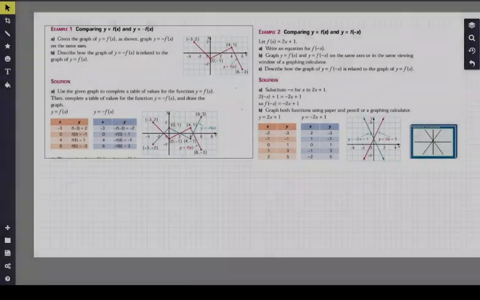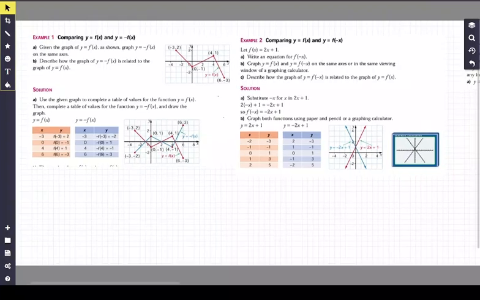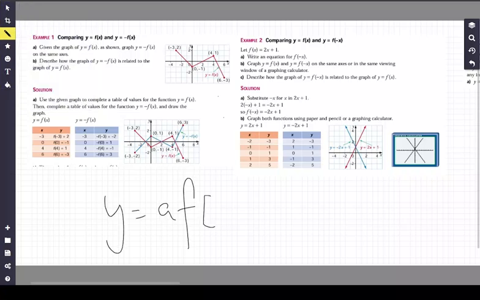Alright, cool. So we did transformations, like translations, horizontally and vertically last time. So this time we're going to do some reflections and compressions. Last video I introduced a general form, which is y equals a f of k times (x minus h) plus p. So I introduced this general form.